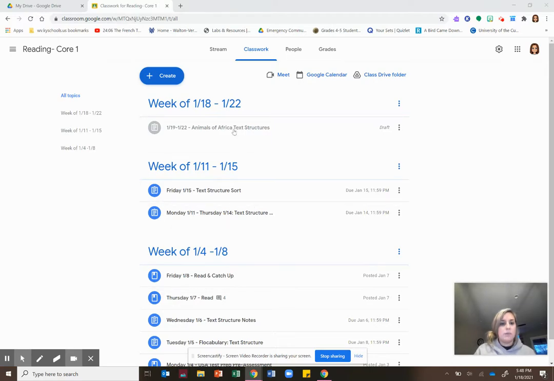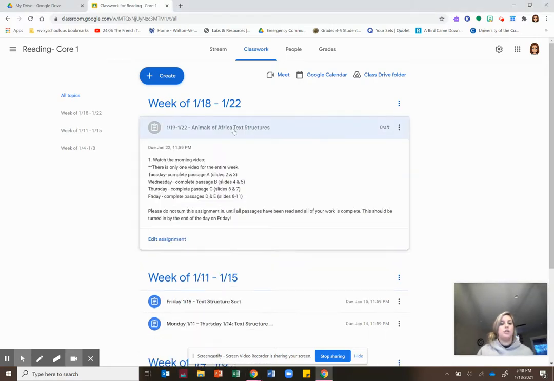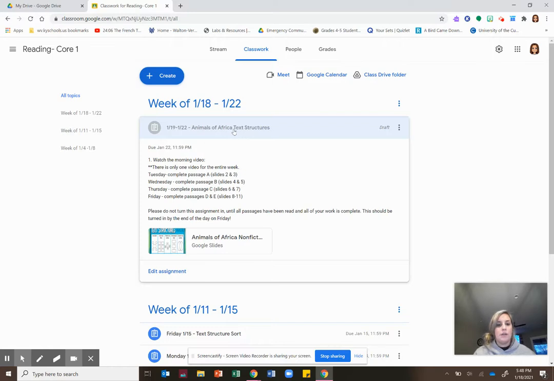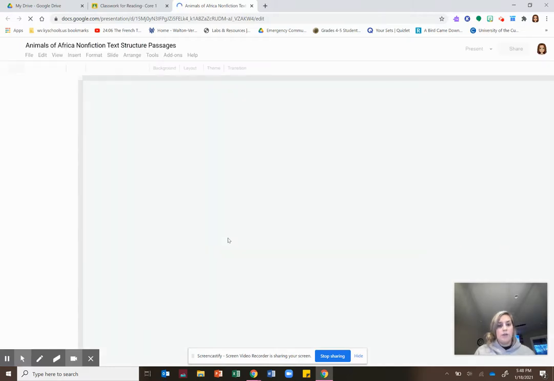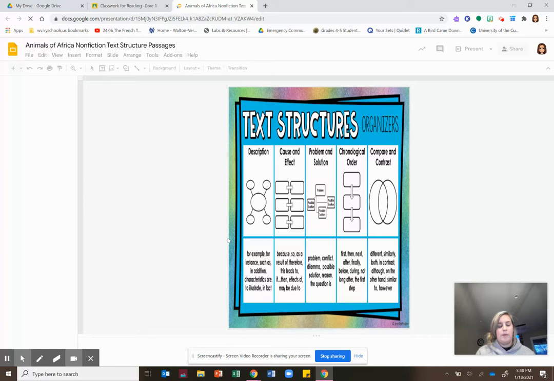So for this week, we are still working on text structure. You are going to be working on these Google Slides each day that have 5 different passages about some animals from Africa, and each of these passages uses a different text structure. Each day you are going to read a passage and then fill out the graphic organizer that goes with the passage.